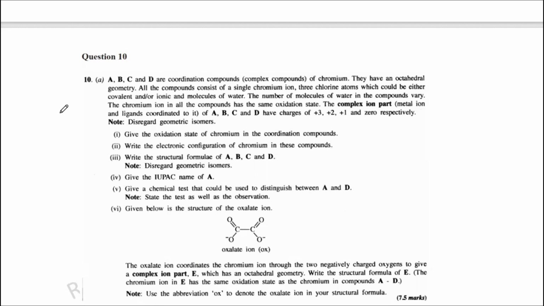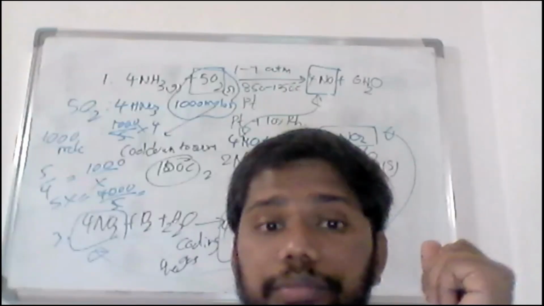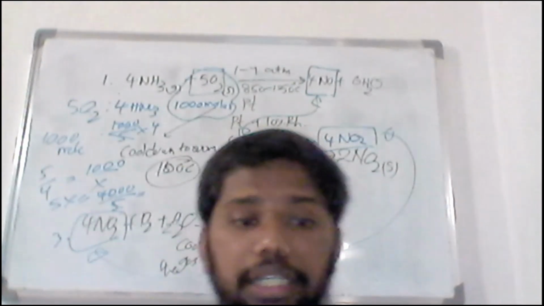Even optical behavior can be shown by isomers of inorganic compounds. So this question is based on such an example. We have 4 different coordination compounds. I will use the board here because it will be easy for me to explain the question as well as the answers.